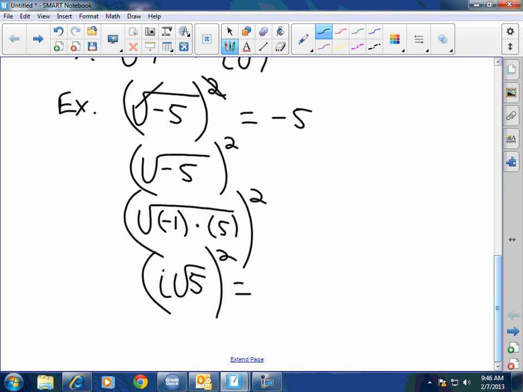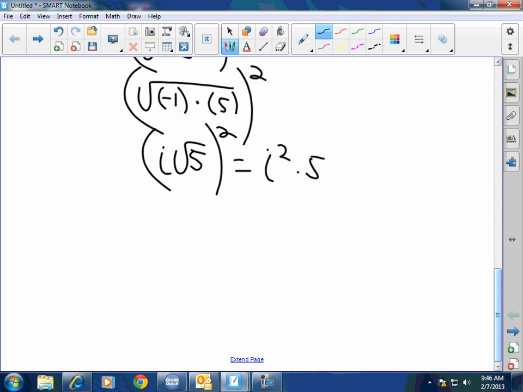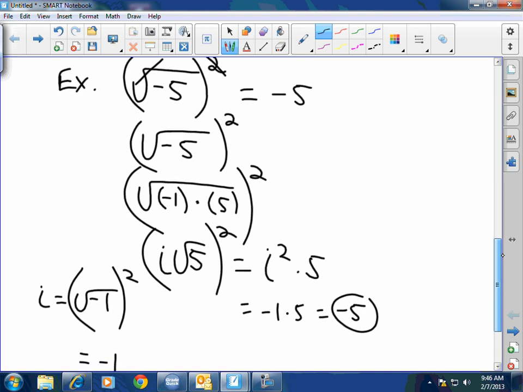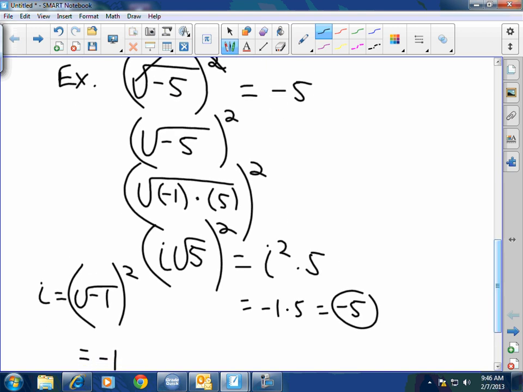When I square it, that's going to be i squared times 5. Well, let's think about that. If i equals the square root of negative 1, and I square that, won't that equal just negative 1? So this is negative 1 times 5, and that equals negative 5. We didn't have to go into the whole meat and potatoes of that, but I just wanted to make sure that you understood why it would be negative 5. The easiest way, though, is because a radical gets canceled out with a power of 2.